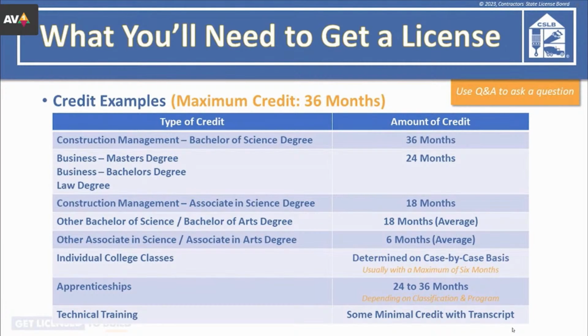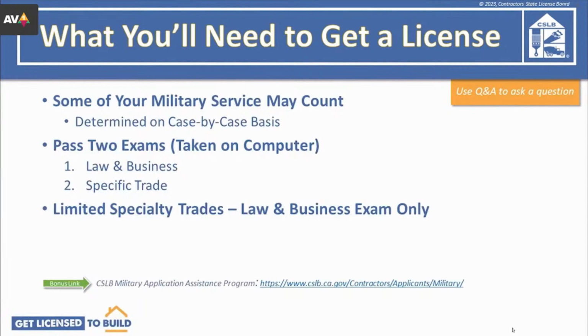If you have transcripts for other technical training you've taken, you might be able to get some minimal credit as well. Again, don't use your education credits to try and squeak by the 4-year or 48-month requirement. If you've served in the military, some of that service might count as well. On the bottom of the page, you'll see a bonus link to our CSLB Military Application Assistance Program where you can learn more.